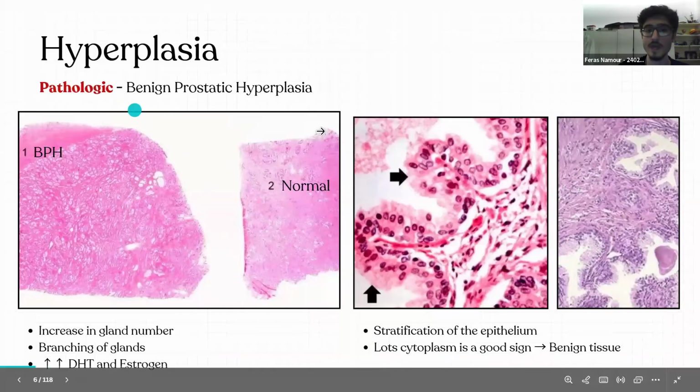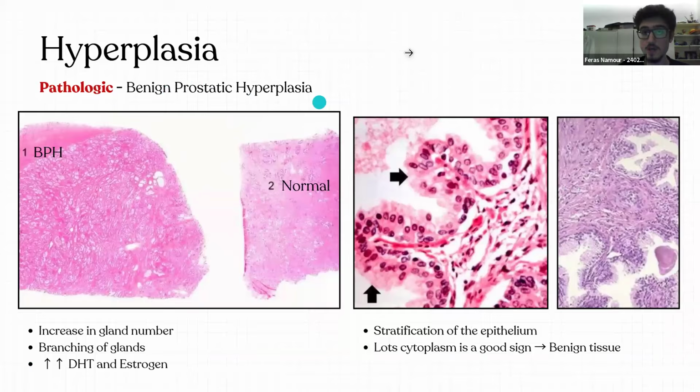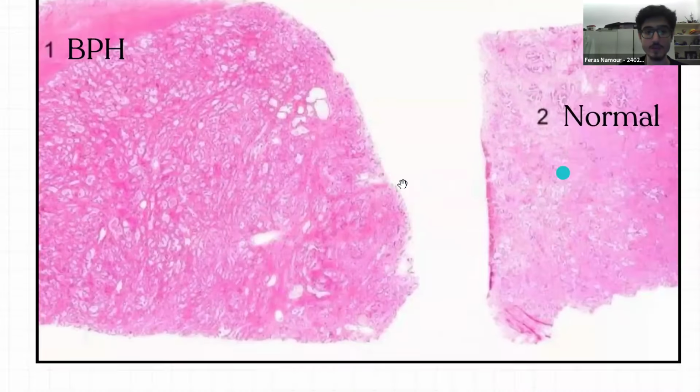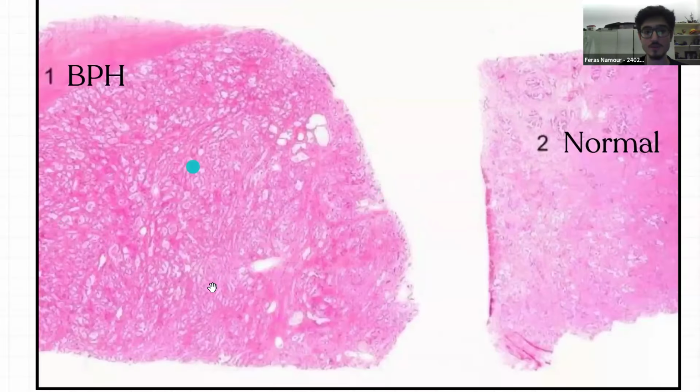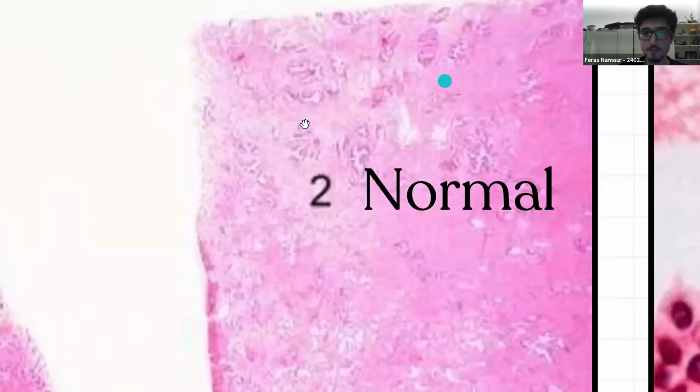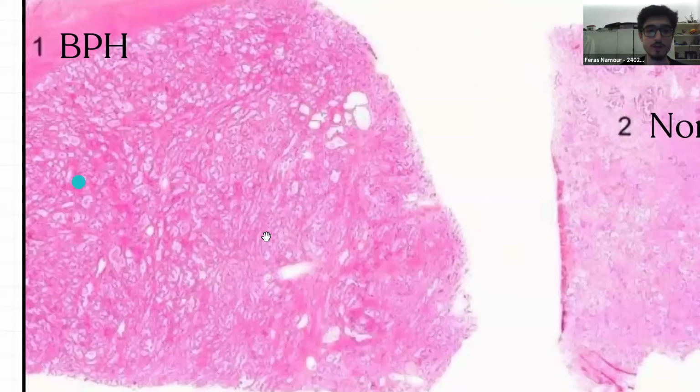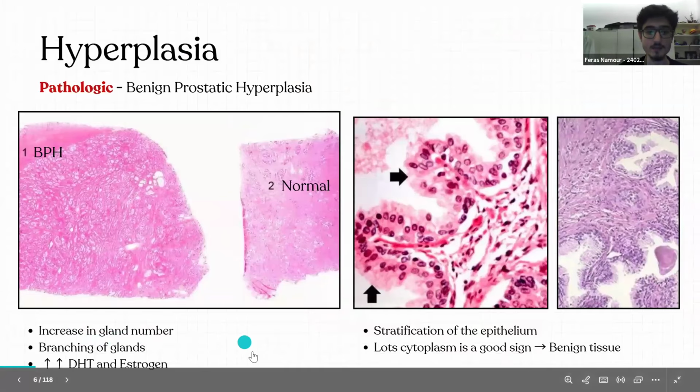What about BPH, benign prostatic hyperplasia, also known as nodular prostatic hyperplasia? This over here is my normal prostate. This over here is my BPH prostate. We can see the gland count here, and we can see a huge glandular count here. So we have increasing gland number, and there's a lot of branching of glands.